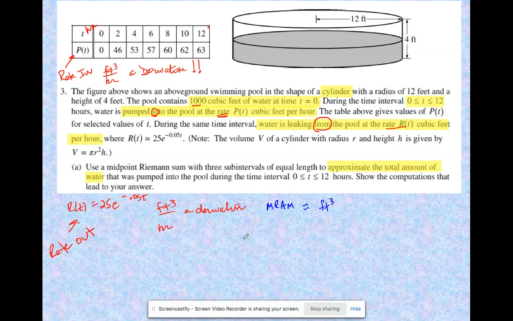So if you have two rates where their units are cubic feet per hour, how do you go from rates of cubic feet per hour to just cubic feet? Integrate. So you are going to integrate and you are going to approximate the integral from 0 to 12 of what? Approximate the total amount that was pumped in. Who is our in function?